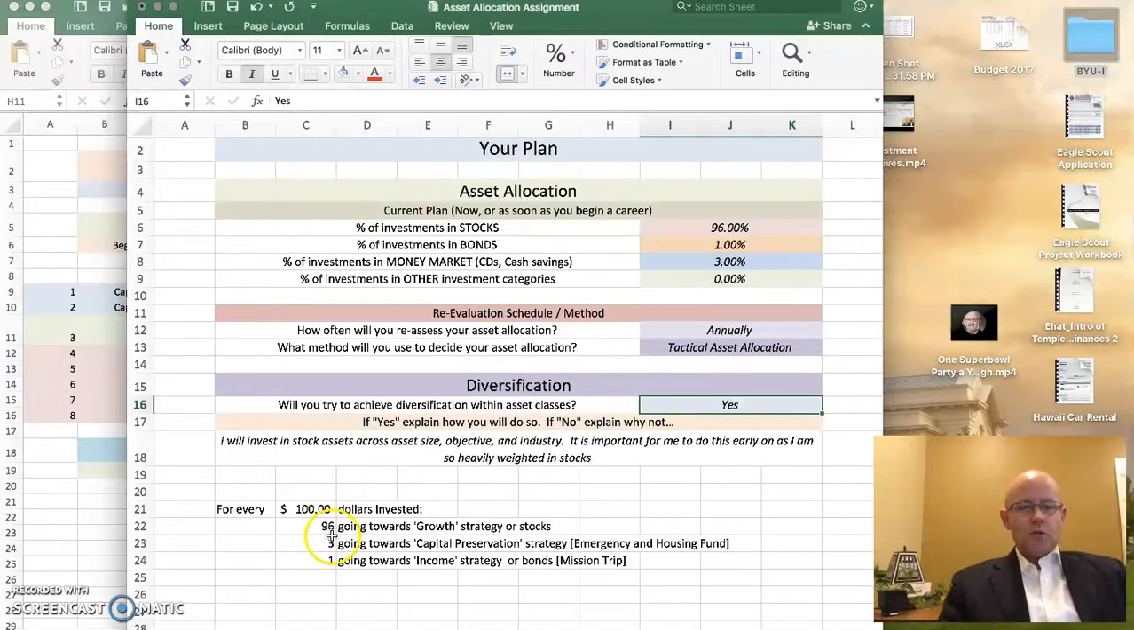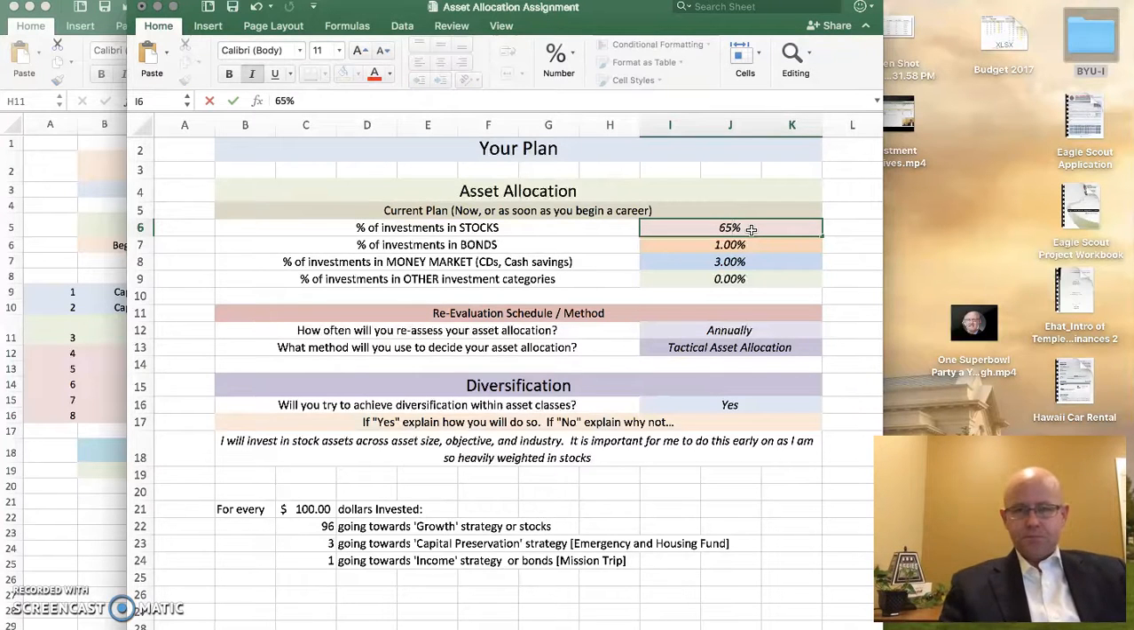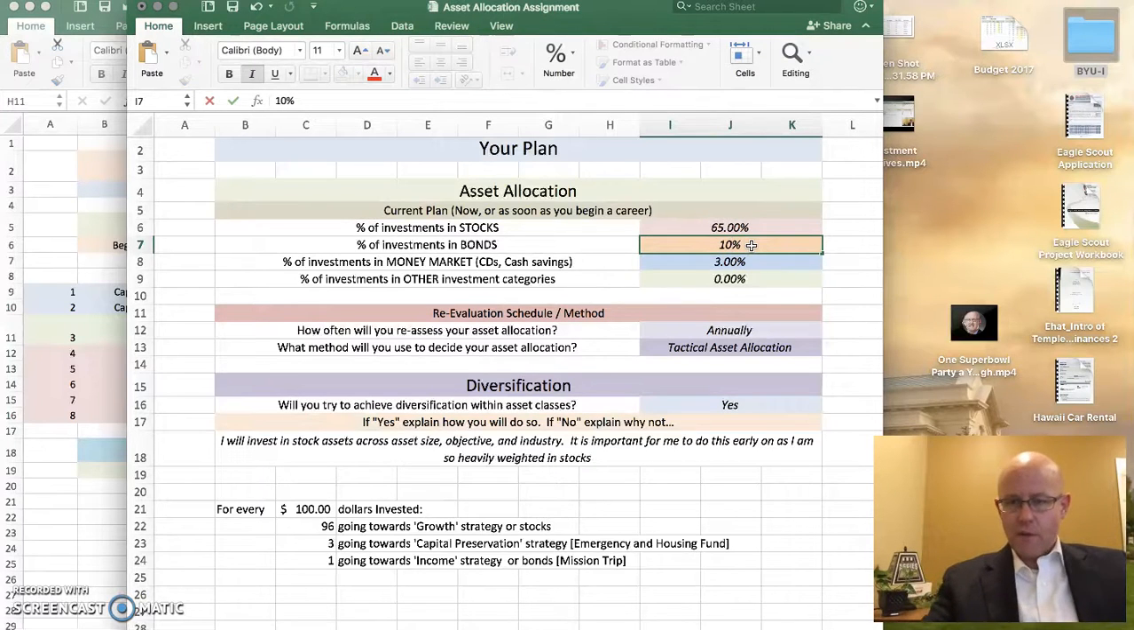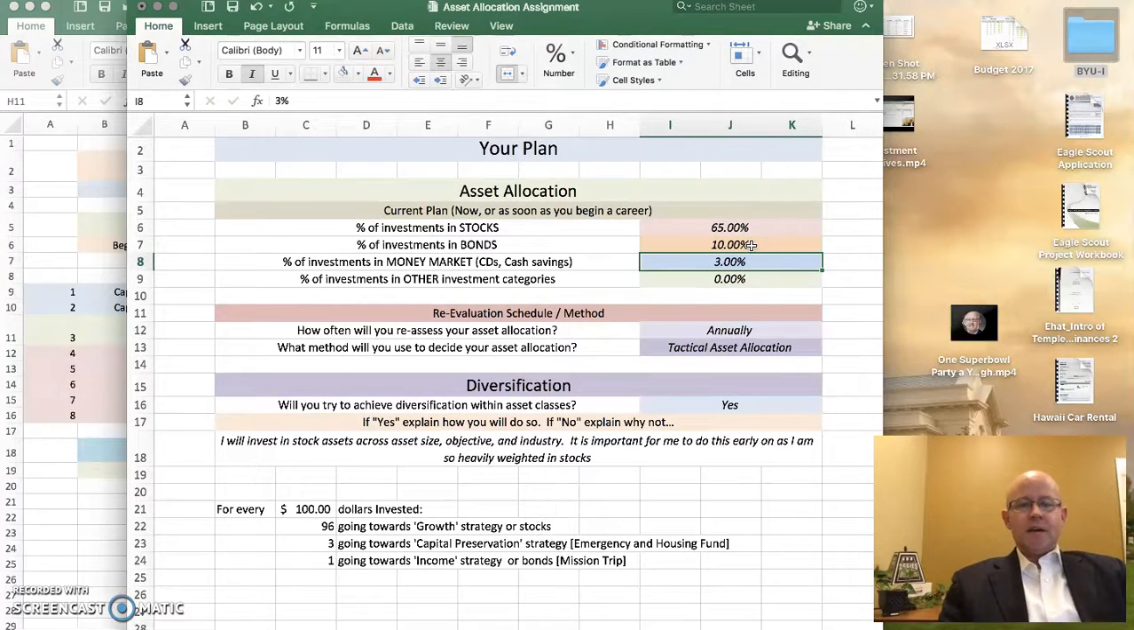So what I'm going to do, and it's just kind of what you think, is I'm going to say 65% of my investment dollars are going to go into the growth strategy. And I'm going to say that 10% of my investments are going to go into the income strategy. And then I'm going to say that 25% of my investment dollars are going to go into the money market, because I'm starting from zero and I need to make sure that I have that saved up. So summing all that up, that's 100%.